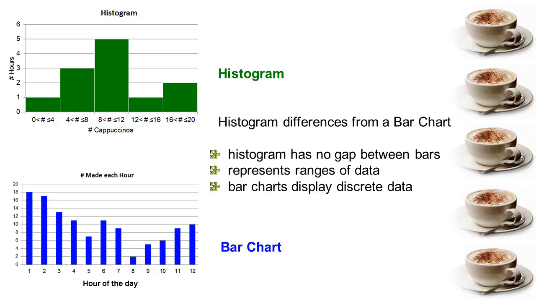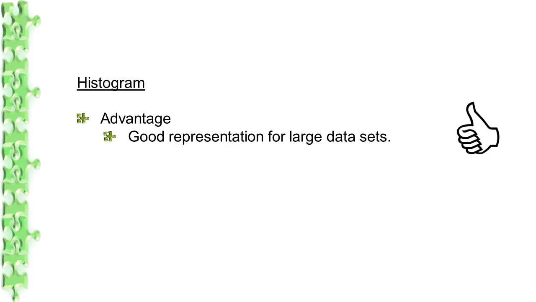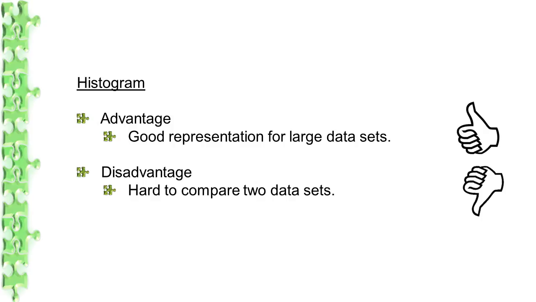Let's review the histogram and compare it to a bar chart that represents the discrete data. The histogram has no gap between the bars. The histogram represents ranges as opposed to the discrete data of a bar chart. Histograms are good at representing large data sets, yet are at a disadvantage when comparing two data sets.